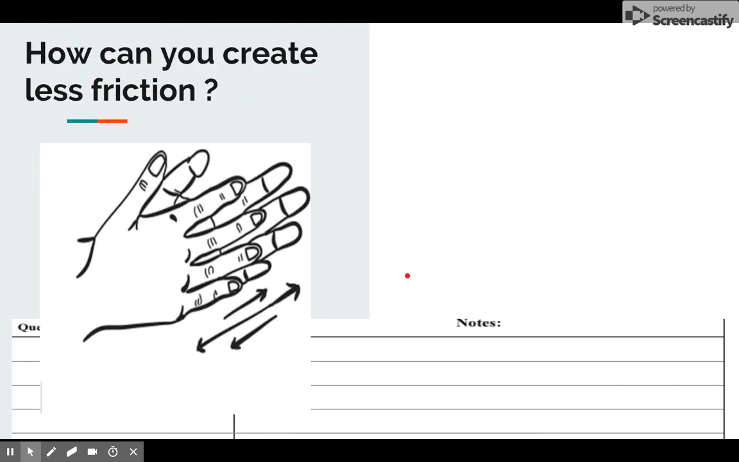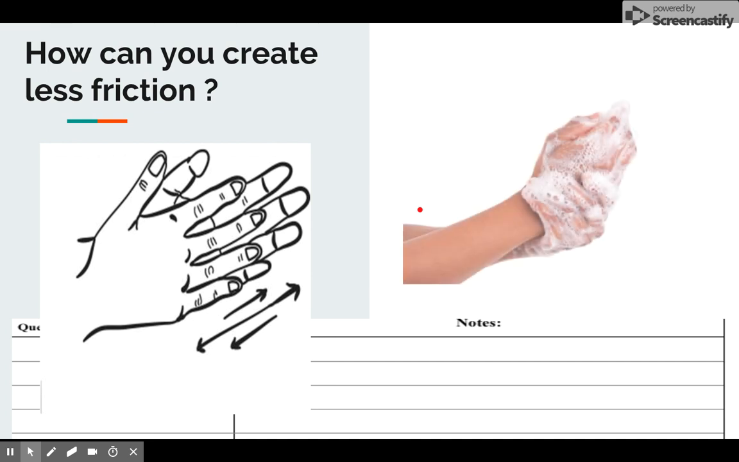And knowing what friction is, think about how can you create less friction. So if you rub your hands together, think about how can you make it less friction in between your hands. In this case, if you added soap, your hands would be a lot more slippery, because then the hands are not touching directly. There's soap in between, which makes it slippery, right?